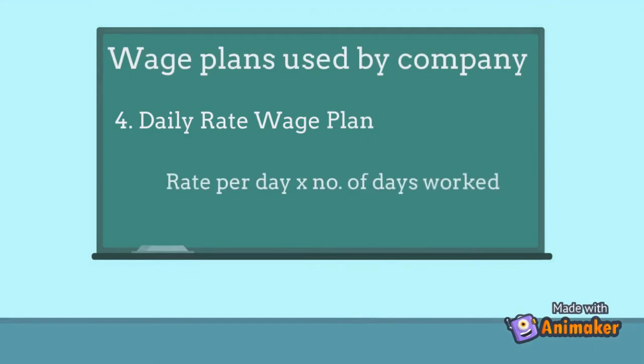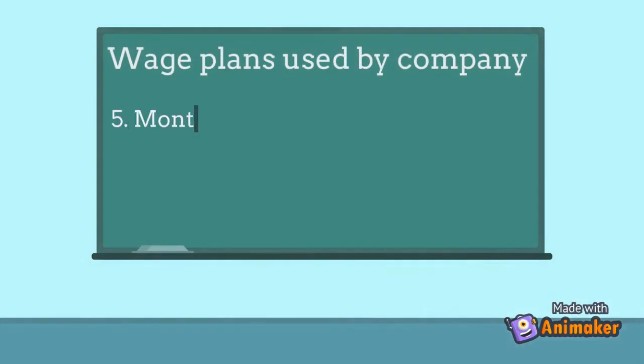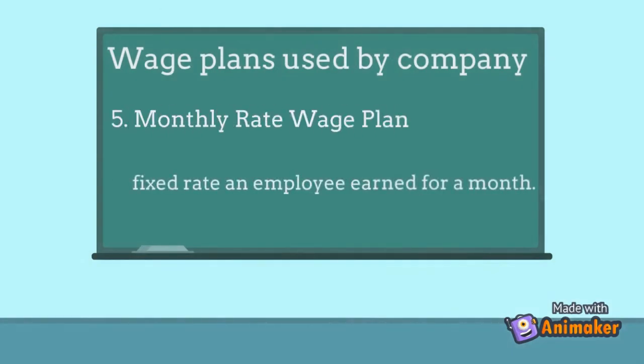In the daily rate plan, the employee has a definite rate per day. It is computed by multiplying the rate per day by the number of days the employee works. Lastly, the monthly rate plan is the fixed rate an employee earned for a month. Usually, professionals like accountants are under this kind of wage plan.